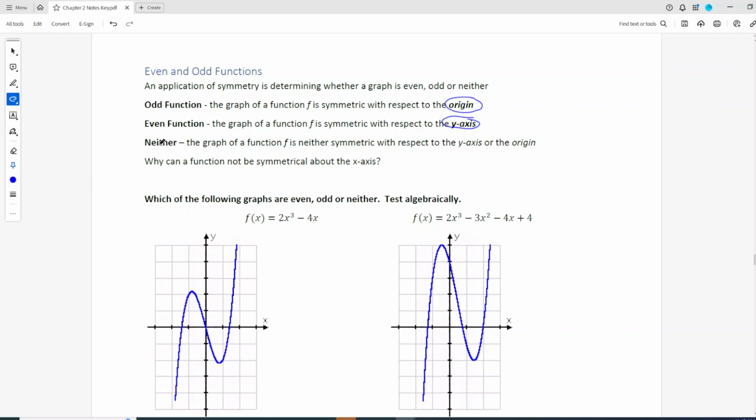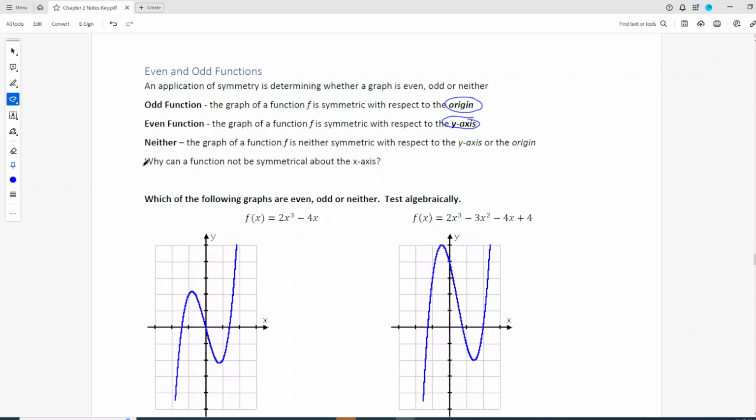Now, you could also say that a graph is neither symmetric with respect to the y-axis or the origin, and then you can just say that it's neither even nor odd. But I will make a little caveat that you can be odd and still not be symmetric about the origin. You can be even and still not be symmetric about the y-axis, and that's okay. You can still be even or odd, but not when you're testing for it.